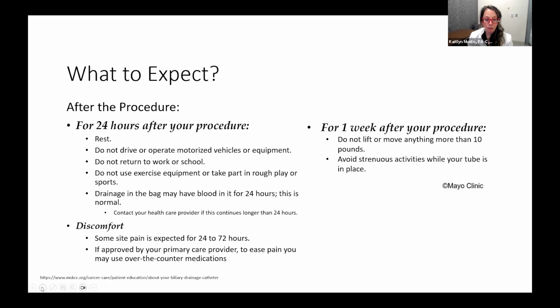Discomfort can occur at the drain site, and this is expected for the first couple of days, but should improve. If it doesn't, that's another time that you may want to reach out to your healthcare team. For about a week after the procedure, it's important not to lift or move anything more than 10 pounds and to really try to avoid strenuous activities while the tube is there.